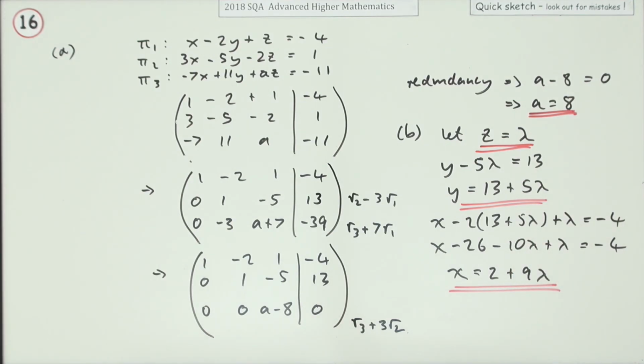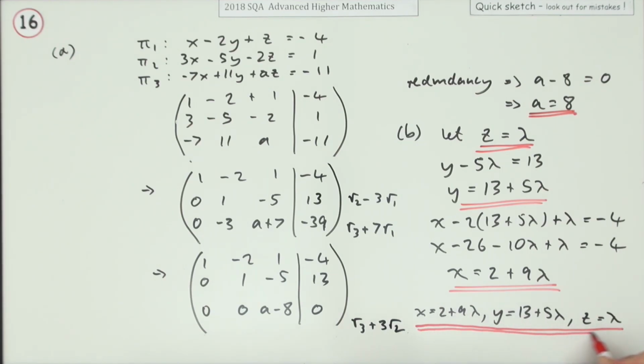Unless you want to put them in order. Not leaving myself much room to do that. Could I squeeze it down here? x equals 2 plus 9 lambda. y equals 13 plus 5 lambda. z equals lambda. Because I didn't actually say find the equation of the line in parametric form.